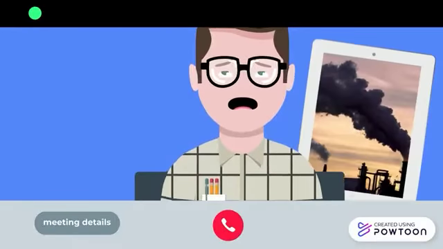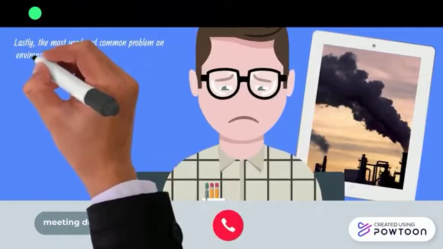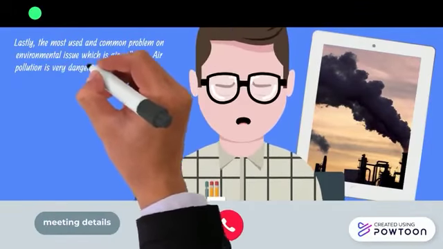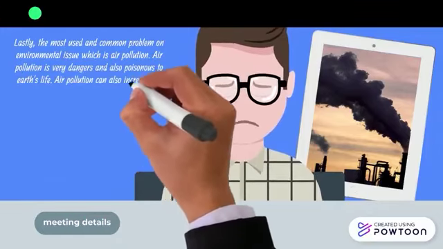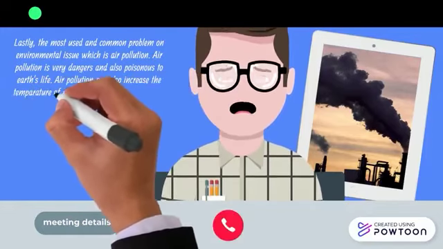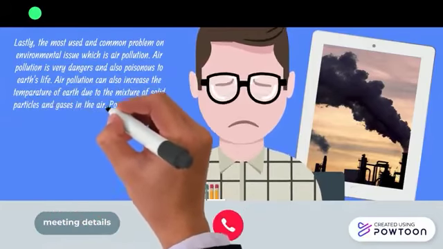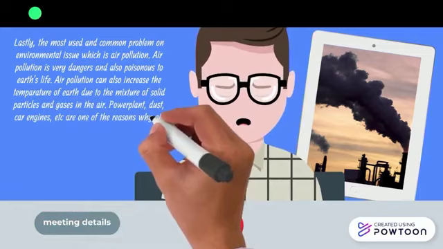Lastly, the most used and common problem among environmental issues is air pollution. Air pollution is very dangerous and also poisonous to Earth's life. Air pollution can also increase the temperature of Earth due to the nature of solid particles and gases in the air. Power plants, dust, car engines, etc. are some of the reasons why air is being polluted.